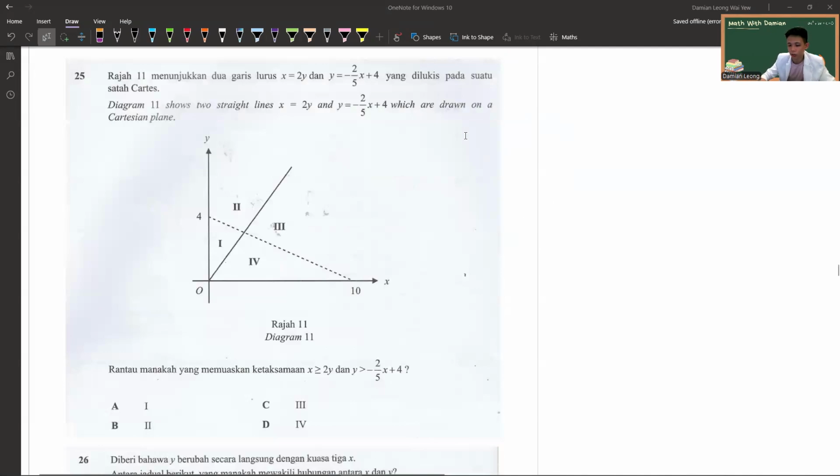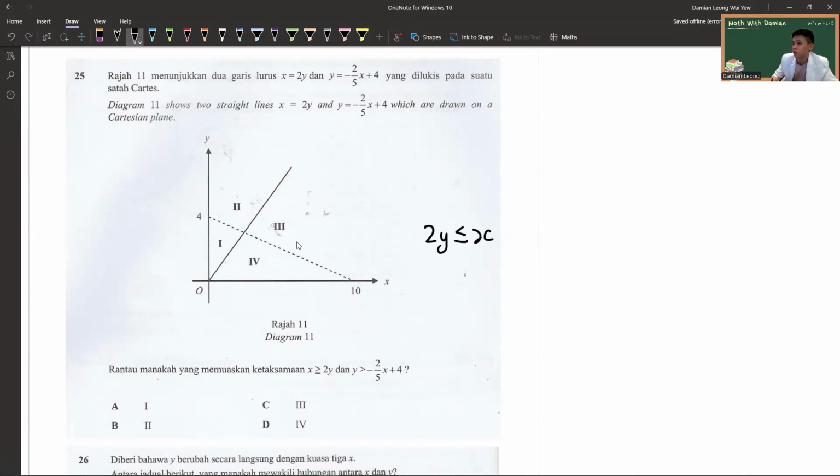Then question 25. Which region satisfies both inequalities here? x more than or equal to 2y, and y more than negative 2 over 5x plus 4. So for this one, x more than or equal to 2y, you can look at it two ways. Either you look at it as 2y less than or equal to x. I flip the fraction around, then I compare the y. y less means below.